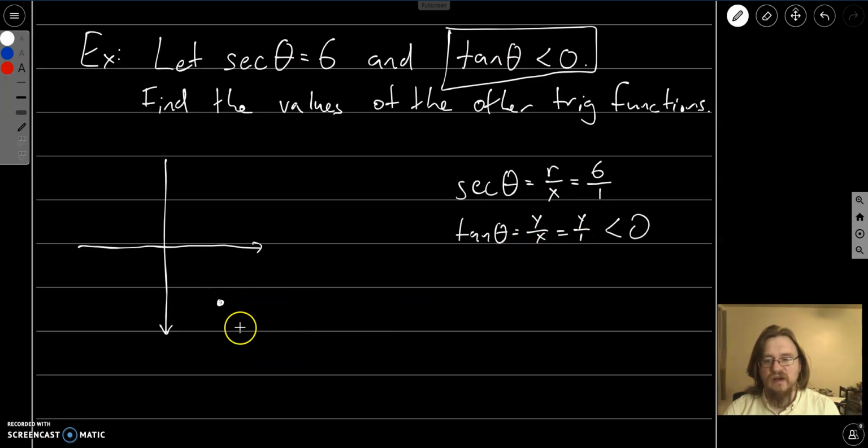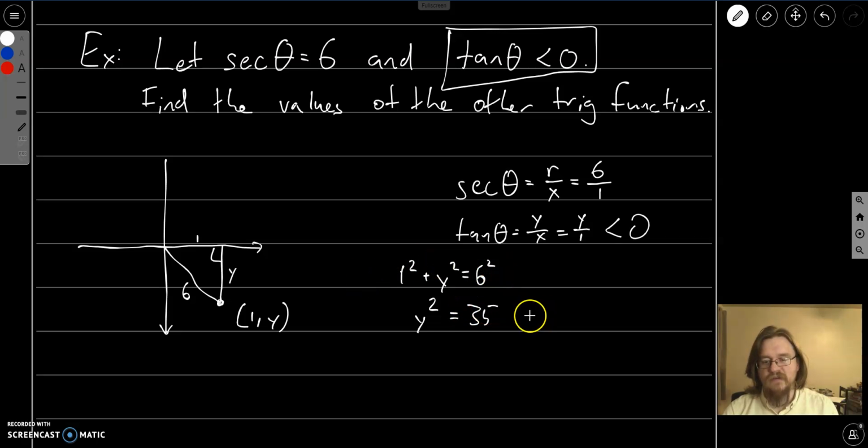Our x and y, we're assuming that x is 1. Y we don't know yet. And r, this distance, is going to be 6. So then just like before, we can take x squared plus y squared is equal to r squared, the two sides of our triangle. So we know that this distance is 1. We don't know y. So 1 squared plus y squared is equal to 6 squared. So y squared is going to be equal to 6 squared, which is 36, minus 1 squared, which is 35. So y is going to be the square root of 35.